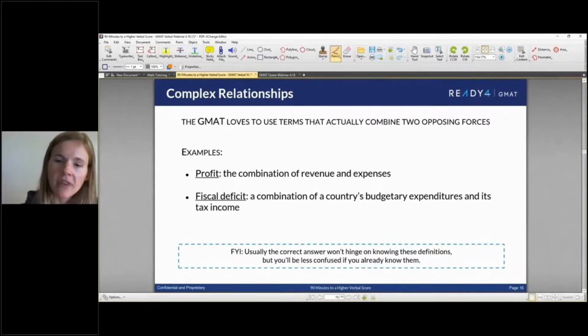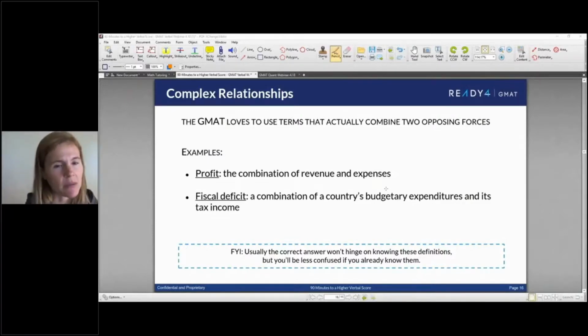Yeah, so these things that have opinions in them, those can be conclusions. The statements of fact cannot be conclusions because, of course, you don't need an argument to support a fact. At least not in the world of GMAT. So again, back to this thing about profit and fiscal deficit. Here, the word profit can be a little tricky in this exam because it means two oppositional things, right? Money in versus money out. Okay, and fiscal deficit. That's a combination of a country's expenditures versus its income. So money in, money out.